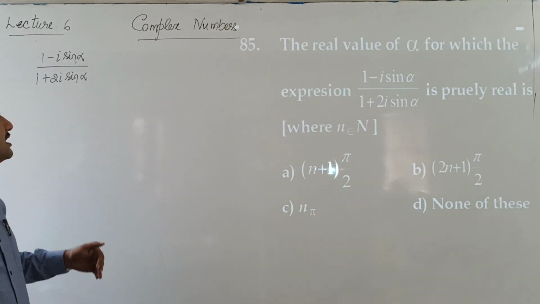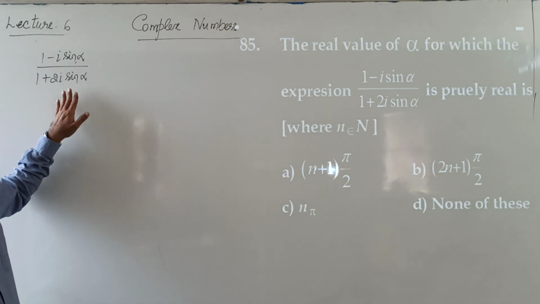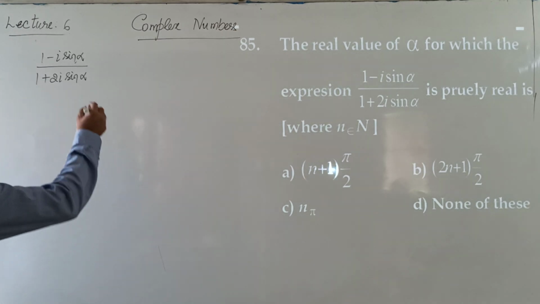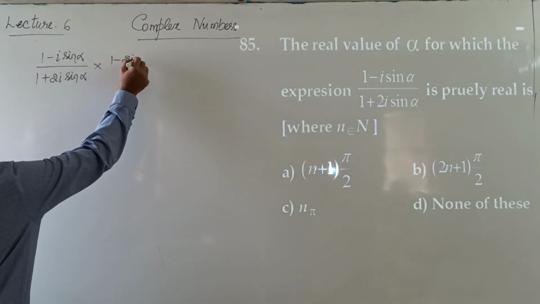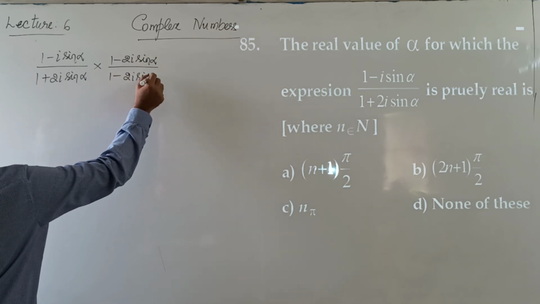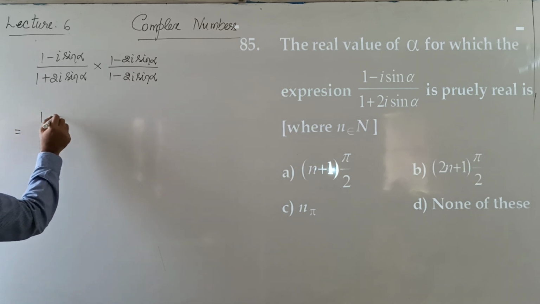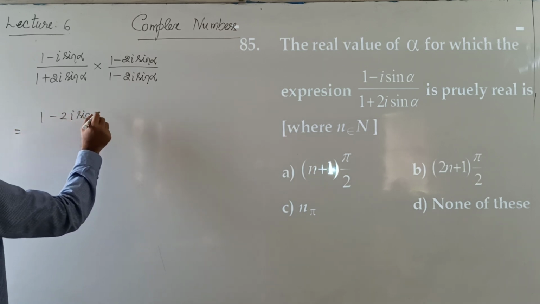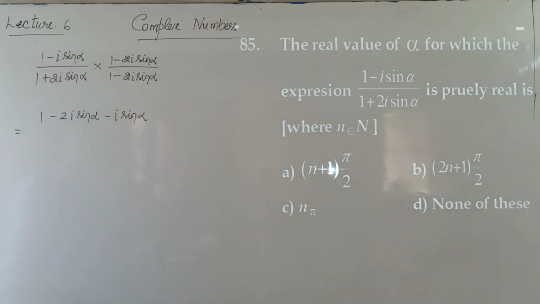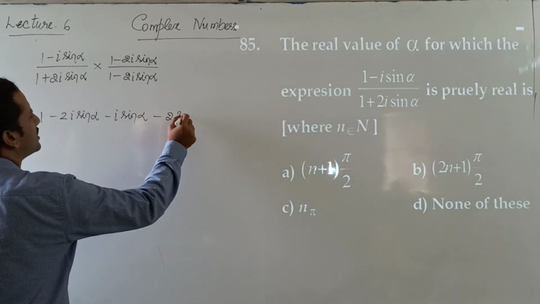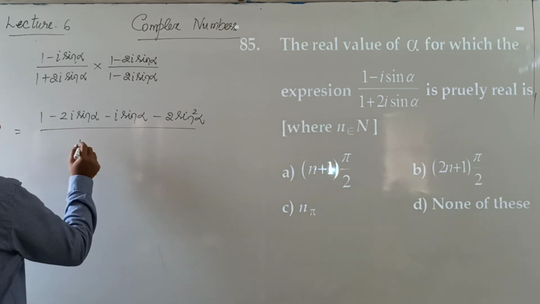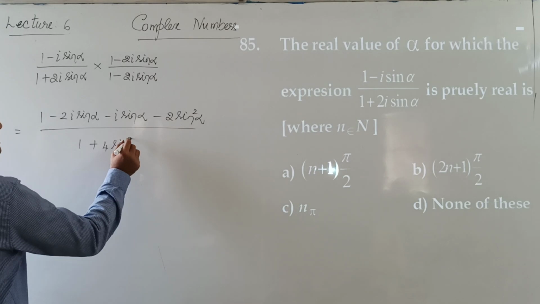But before I find out what is its imaginary part, I have to ensure that it is in the standard form. Standard form means a plus ib or x plus iy. So for that I will simplify this. I will multiply and divide by the conjugate of the denominator. Then in the numerator we will have 1 minus 2i sin alpha minus i sin alpha plus 2i square. I square is minus 1, so it will become minus 2 sin square alpha, divided by 1 plus 4 sin square alpha.